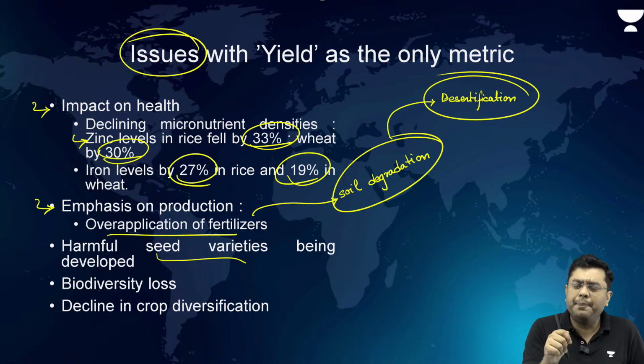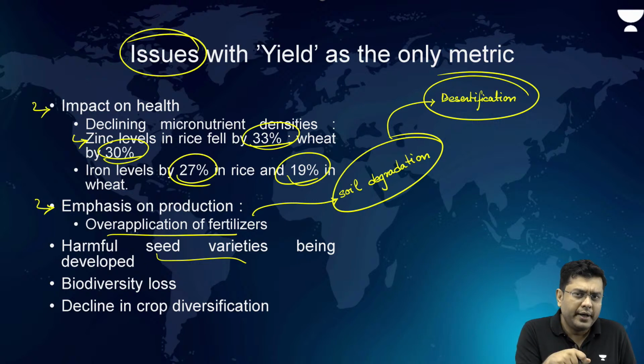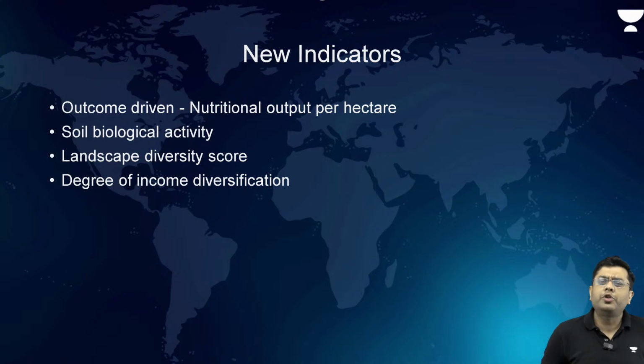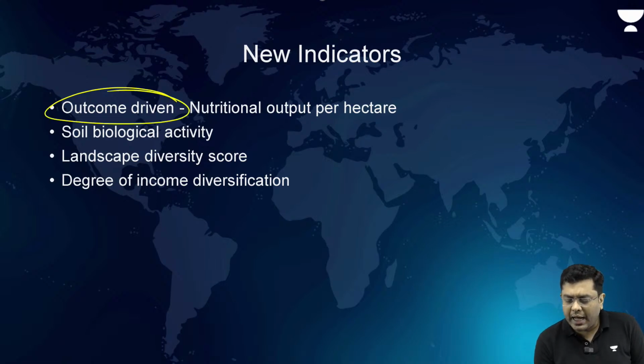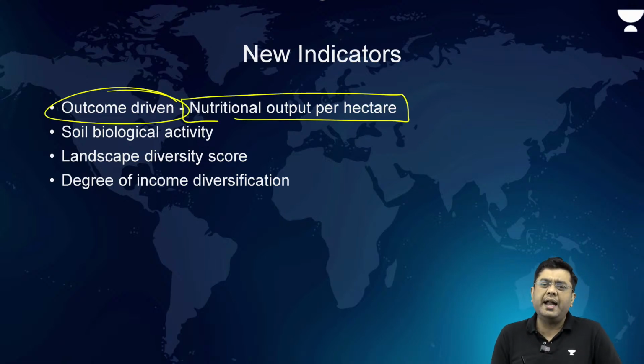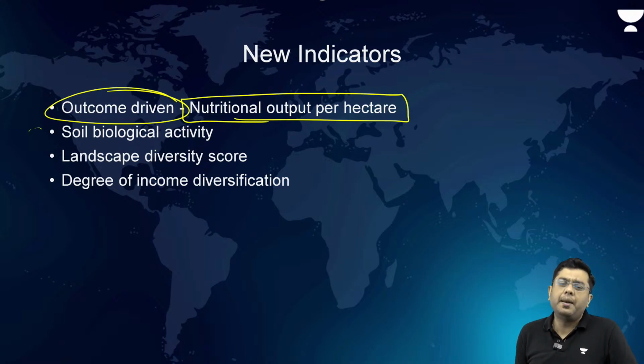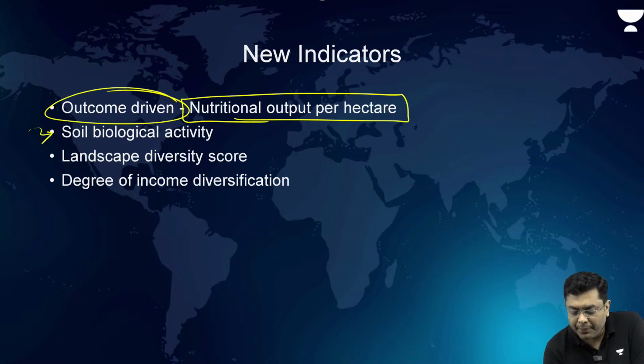So if you don't follow yield per hectare, then what do you follow? In order to achieve a wholesome agricultural production, in order to achieve a nutritional balance, what do you follow? So there are certain other metrics that can be followed. For example, outcome driven metric, that is nutritional output per hectare. In 1 hectare of the agricultural land, what is the overall nutrition that you are able to drive out? Then soil biological activity. What is the biological carbon which is present in soil in a particular area? Now this can be enumerated in, let's suppose, the soil health cards. That can be included there. The soil health cards.